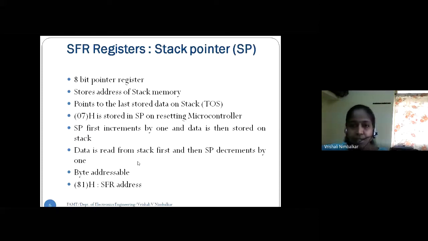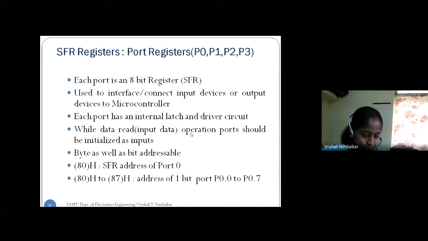Next, the special function registers are those ports P0, P1, P2, P3. So what all information do you know about the ports? All these are 8-bit special function registers. They are used to connect input devices and output devices to the microcontroller. Each port has an internal 8-bit latch as well as a driver circuit.